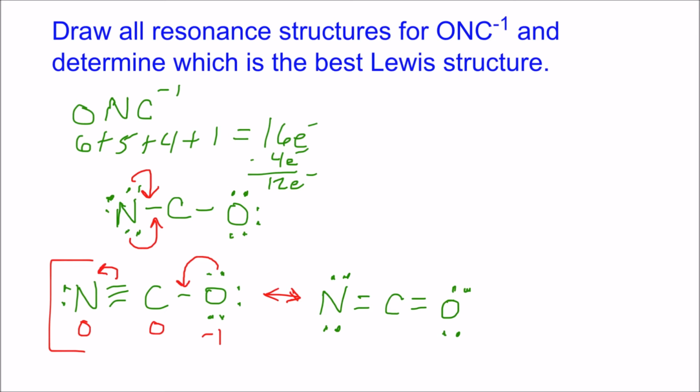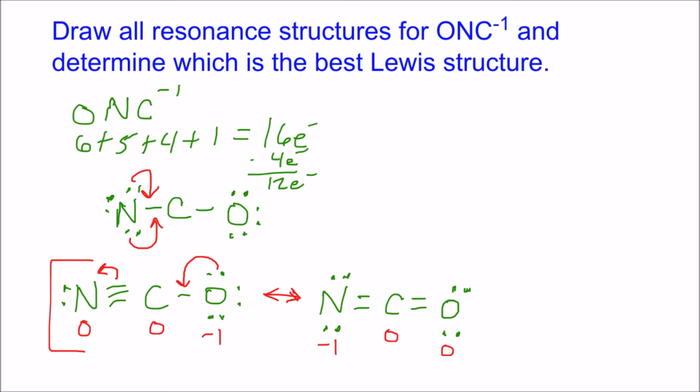Okay, let's check our octet rule. We've got 2, 4, 6, 8 around nitrogen, 2, 4, 6, 8 around carbon, 2, 4, 6, 8 around oxygen. Let's do the formal charge. Nitrogen is supposed to have 5. We've got 1, 2, 3, 4, 5, 6. It's got 1 extra, so that's a -1. Carbon's supposed to have 4, so it's got 1, 2, 3, 4. That's a 0. And oxygen's supposed to have 6. 1, 2, 3, 4, 5, 6. So that's a 0 charge there. Okay?